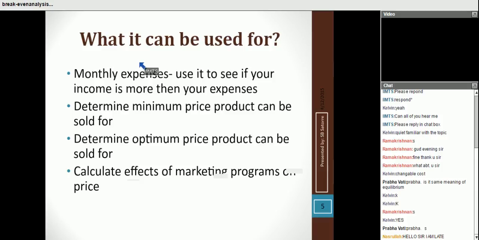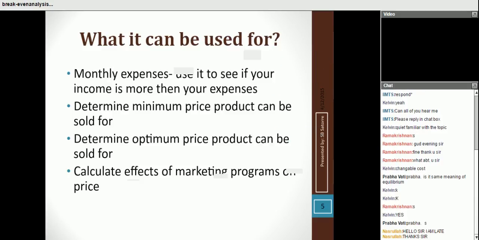Nazrullah, no issues. We have just started, right? 15 minutes back. Right, good evening and welcome to the class. So today we are studying about break-even analysis.